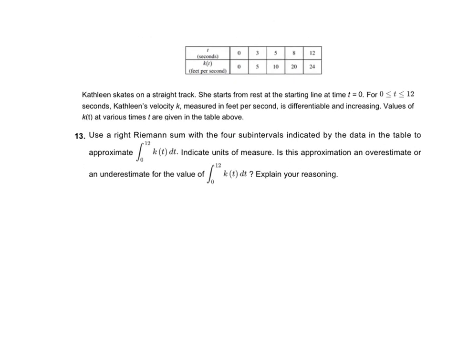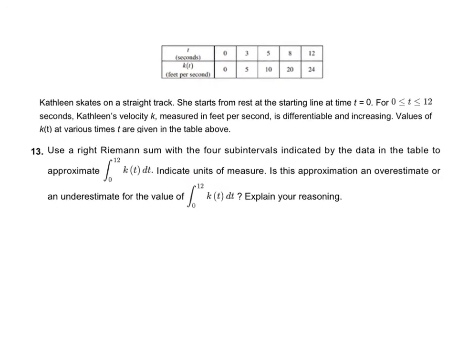This one gives a chart. Whoops. Sorry, one second. So yeah, they give a chart for times and looks like velocities. Okay, Kathleen skates on a straight track.